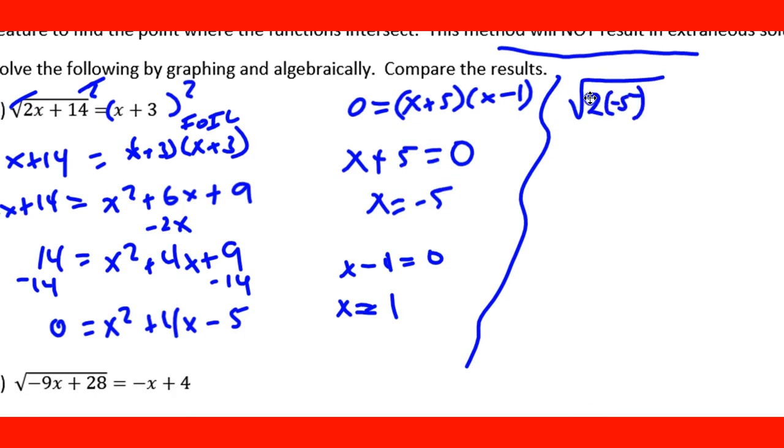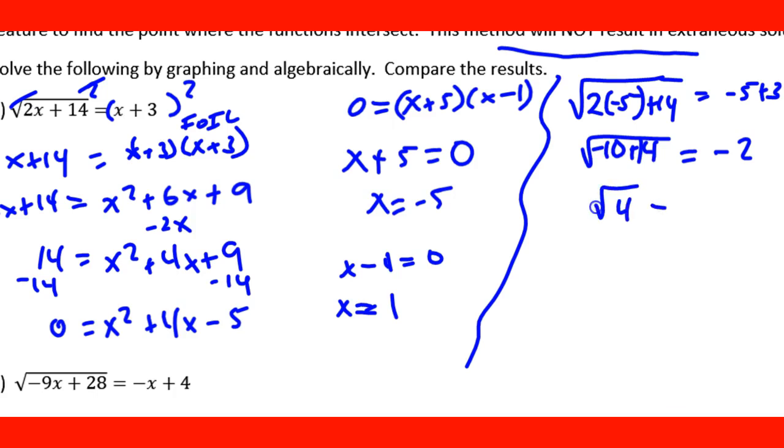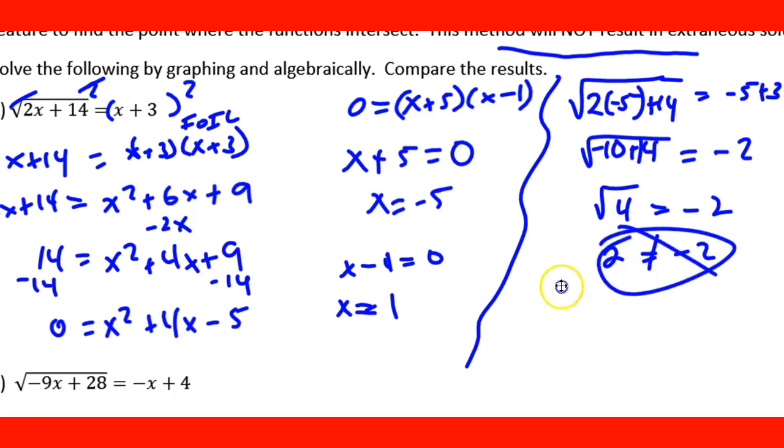2 times negative 5 plus 14 is supposed to equal negative 5 plus 3. So you have 2 times negative 5, that's negative 10 plus 14. And negative 5 plus 3 is going to be a negative 2. All right. Now, right here, negative 10 plus 14 is going to be square root of 4. The square root of 4 is 2. The problem is 2 does not equal negative 2. All right. So this does not check out. Therefore, this is not an answer, that's an extraneous case.